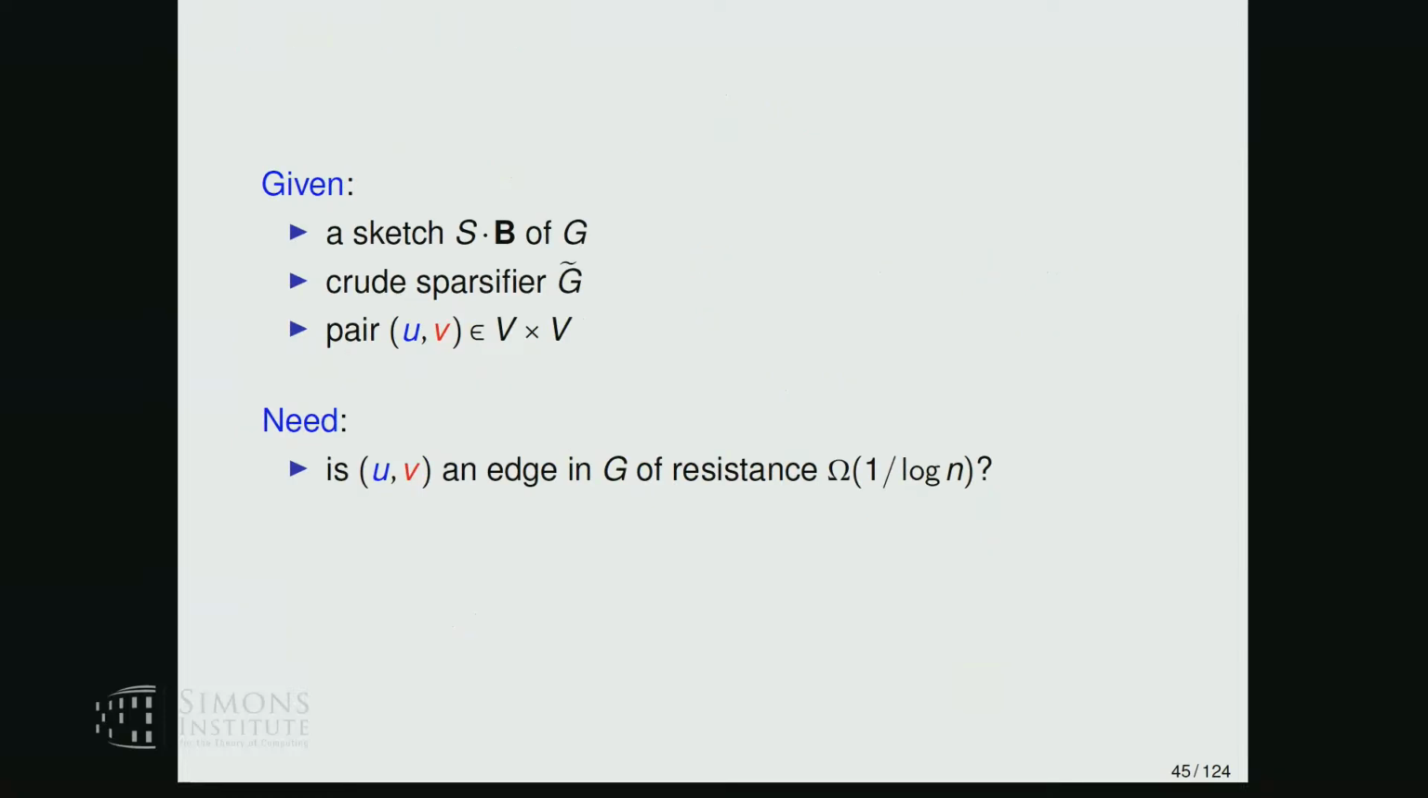Here's how we will use it. Let's design a test primitive. So remember, I was telling you that you're standing in front of the wall in your house, and you get to hook up the batteries and send flow from one point to the other. We're designing this experiment now. You're given a sketch of the graph G and the crude sparsifier, and now you have a pair U and V, and you want to know whether UV is an edge of high effective resistance. If it's an edge of low effective resistance, you don't care.